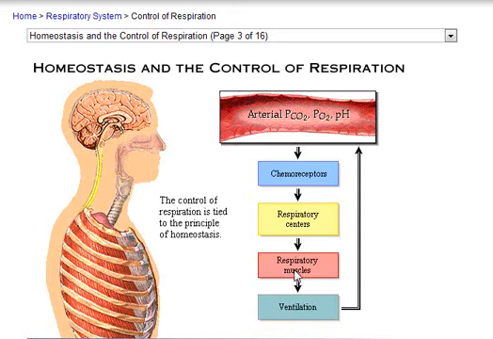Now, for instance, when you're exercising and you have more cellular respiration going on, obviously because your cells are more active, your carbon dioxide level is going to increase, and you're going to need more oxygen. So that's going to eventually, through all these steps, increase the ventilation.